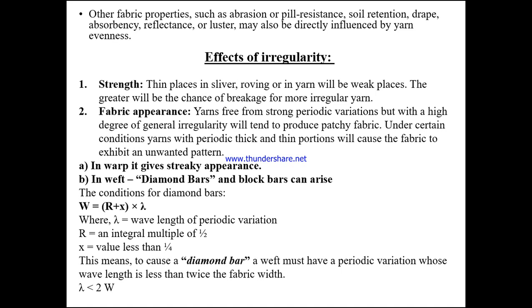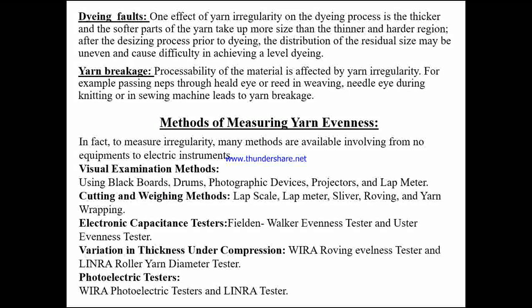Okay, so if there is a periodic variation in the yarn, for example a thick place, and the wavelength of that thick place is less than twice the fabric width, then the diamond bar will surely be produced on the fabric. This is a condition. This type of concept has been there, so students should learn this formula, how the diamond bar is produced and in which condition.